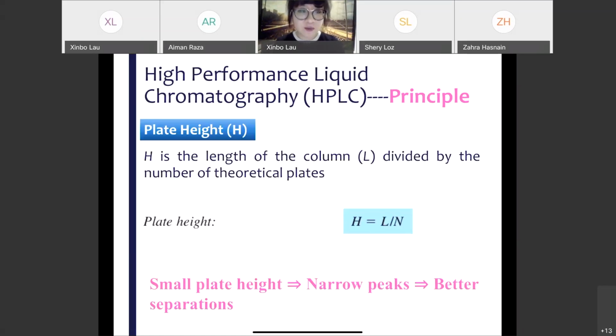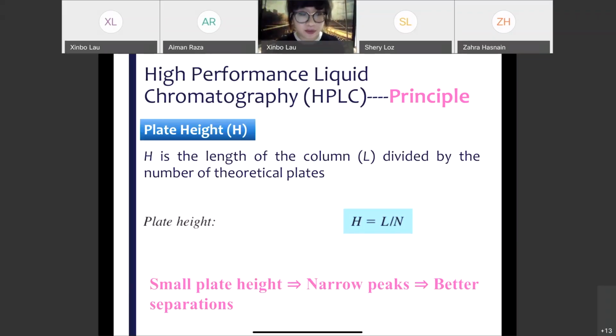And then the other term you need to know is plate height. Plate height is defined as H, the length of the column divided by the number of theoretical plates. Now think about it. We were just saying that number, the N, we want large, we want more theoretical plates. And the length of the column, if you already know which instrument you use, the length is certain. That's the physical column. Like I said, we use a packed column for HPLC, and it's about this length, depending on what you use. So that length is certain.